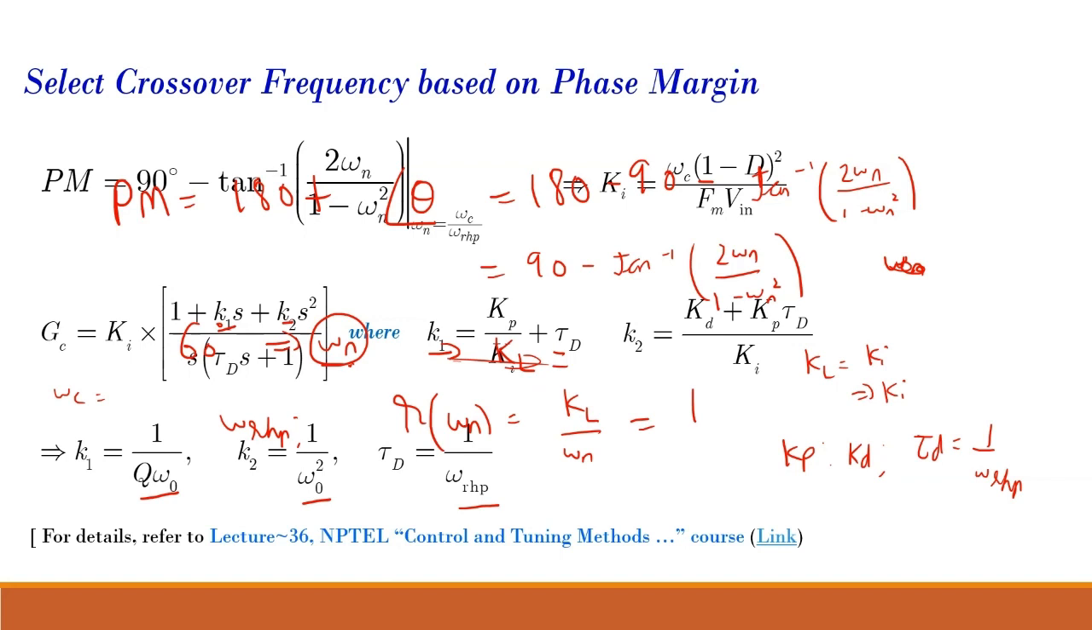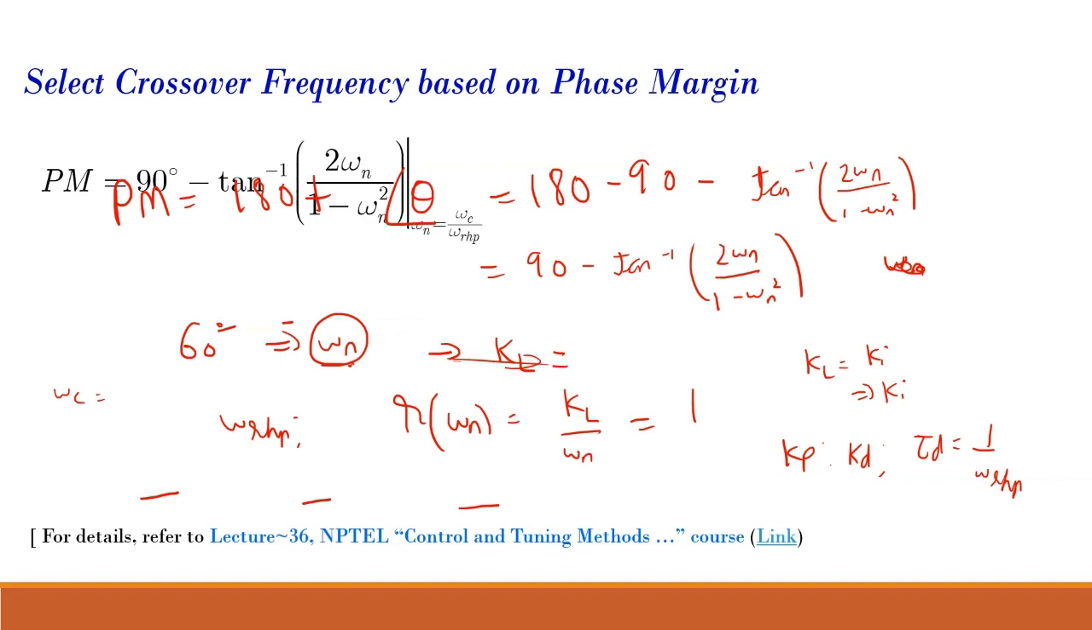This is one method. Is this omega RHP the gain crossover frequency? No, no, no. This omega RHP is part of my GVD. And it is recommended that my crossover frequency should be around omega RHP by 3 or less than that, or omega RHP by 5, etc.